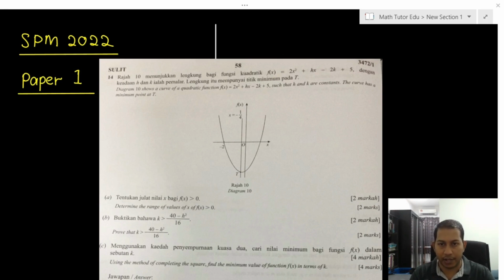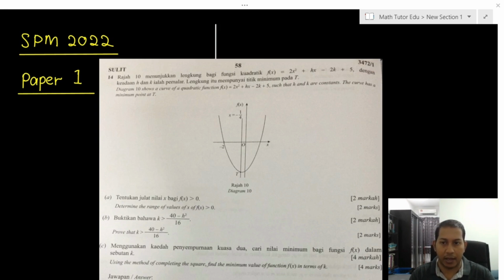Let me read the question. Part A: determine the range of values of x for f(x) > 0. Part B: prove that k > 40 − h²/16. Part C: using the method of completing the square, find the minimum value of function f(x) in terms of k.